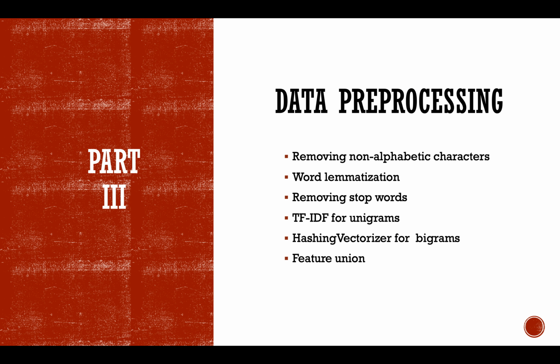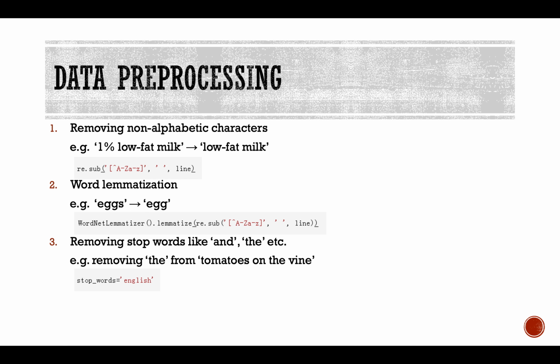In the data preprocessing part, we are going to follow these 6 steps. First, we remove the non-alphabetic characters, which contain some unnecessary details of ingredients. For example, we remove the exact fat percentage of the low-fat milk. Second, we use the WordNet lemmatizer to get the singular form of each ingredient, assuming that only the variety of ingredients matters, rather than the amount of each ingredient.